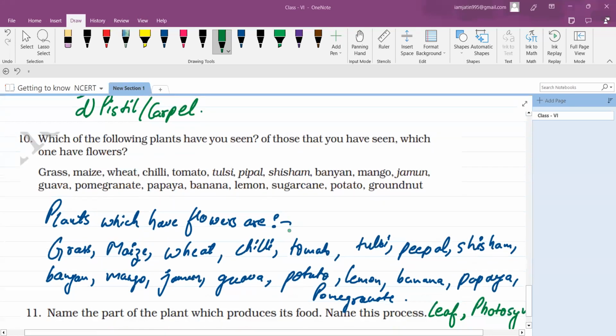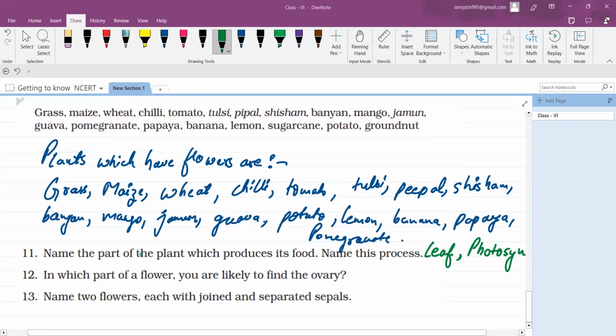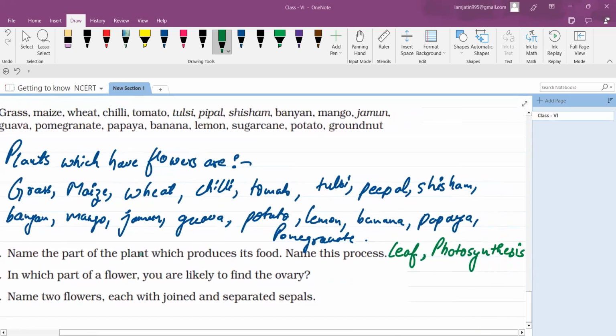So plants which have flowers are grass, maize, wheat, chili, tomato, tulsi, peepal, shisham, banyan, mango, jamun, guava, potato, lemon, papaya, pomegranate. Everything in the list is basically having flowers. Okay. Next question. Name the part of the plant which produces its food.